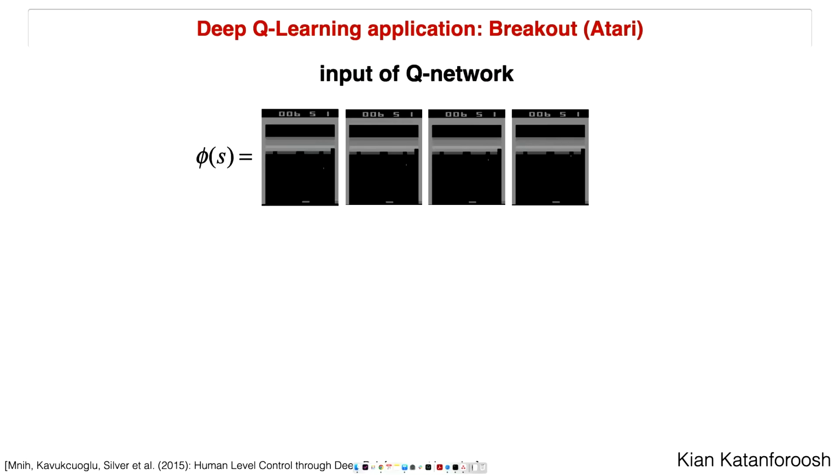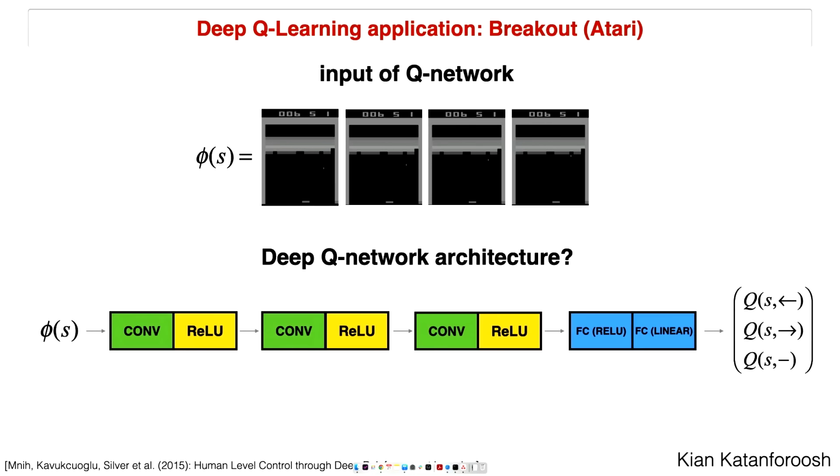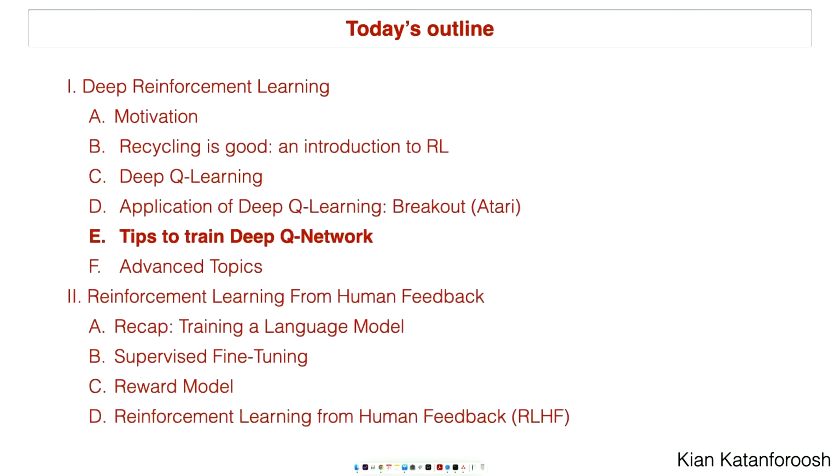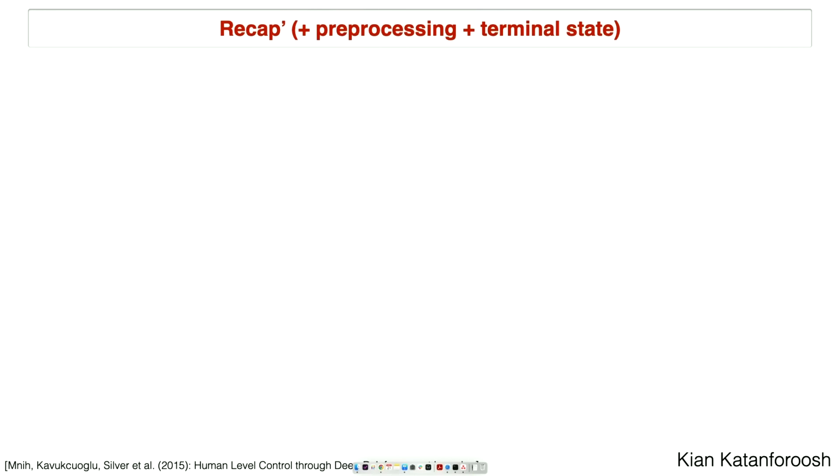I'm going to refer to it as phi of s. And our Deep Q-network architecture, because we're working with pixels, is going to be a convolutional neural network. Don't worry if you haven't learned it yet in the class, but it's a bunch of conv and ReLU activations, and then we end with a fully connected layer that gives us the 3 Q values for the different actions. So nothing special here.